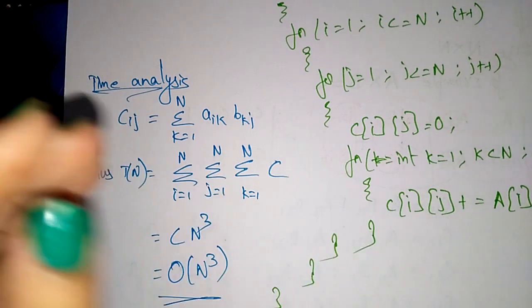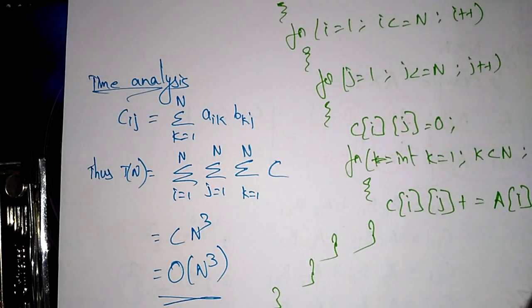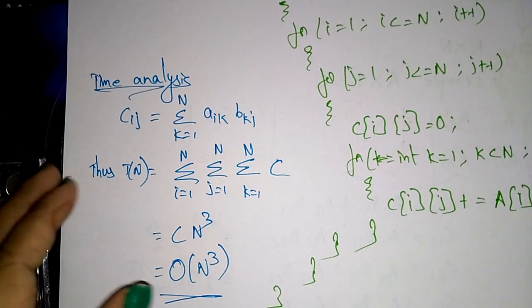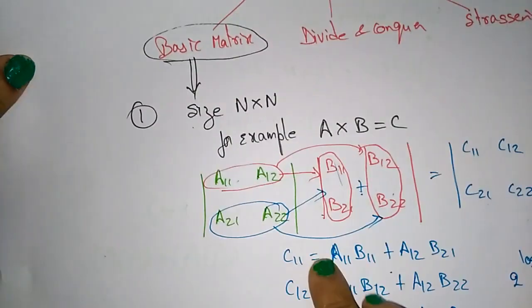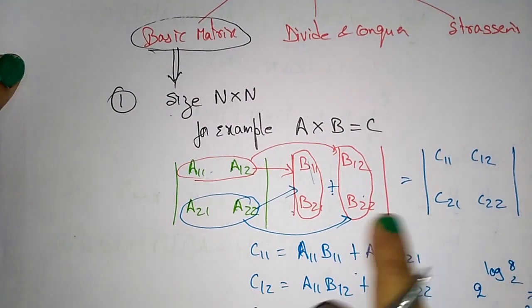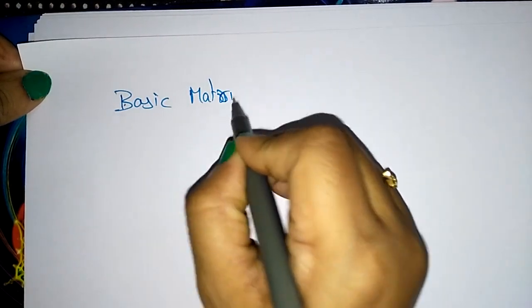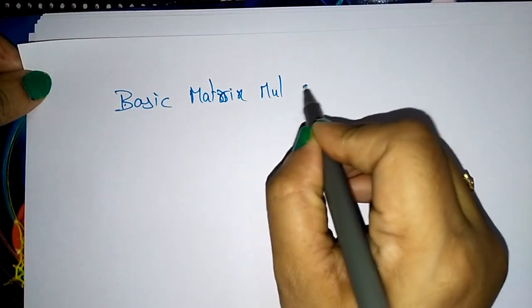In the next video, I will explain the divide and conquer approach. Before that, let me explain this basic matrix multiplication with an example. In the beginning, I just explained with A cross B equal to C. Now let me take a simple example for basic matrix multiplication, so that you will understand how to multiply two elements.